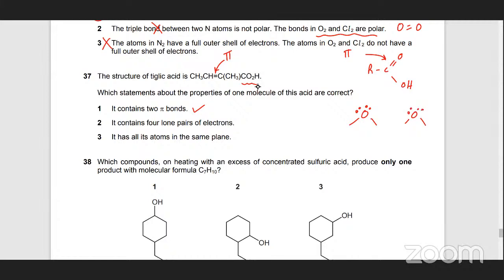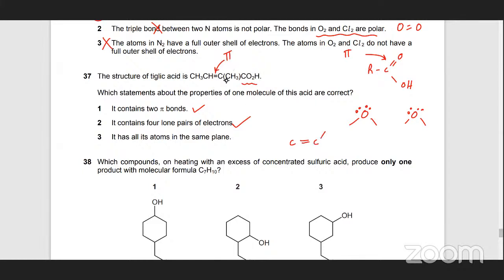So in total, you're going to have four lone pairs of electrons, which is correct. And it has all its atoms in the same plane, which is not correct. I mean, till the double bond part, that is correct. Because if there is a double bond, let me draw the shape of the molecule. So when you have a double bond, I'm talking about this double bond in the middle.